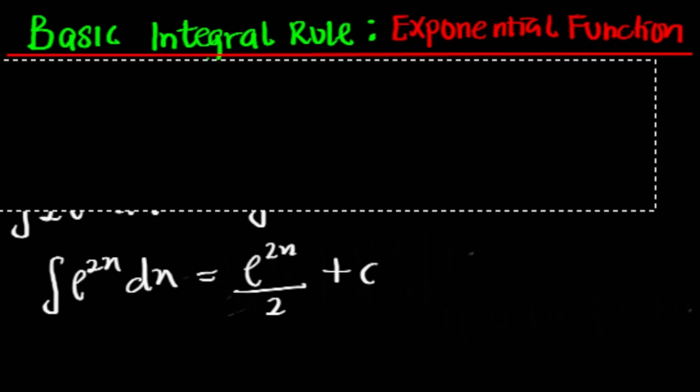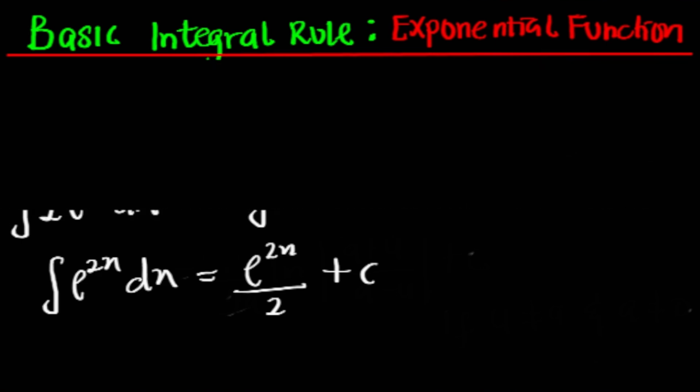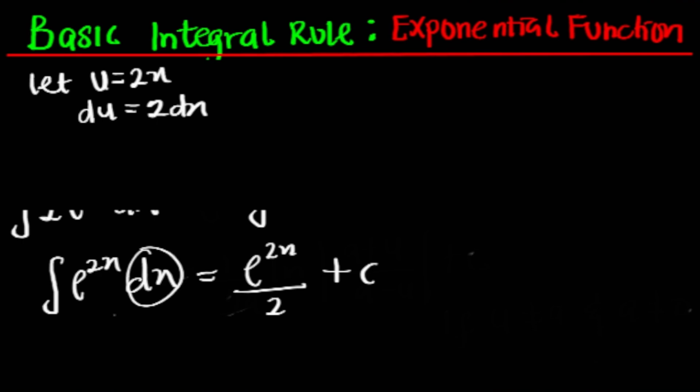Let's check it together. If I apply the substitution method, let u equal 2x. Then if I differentiate u with respect to x, I'm going to have du equals 2 dx. Since I have dx here, I have to make dx the subject of the formula. So dx equals du divided by 2.